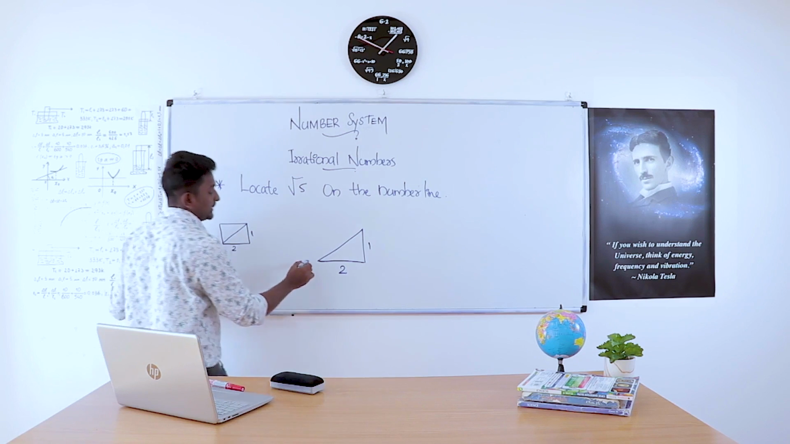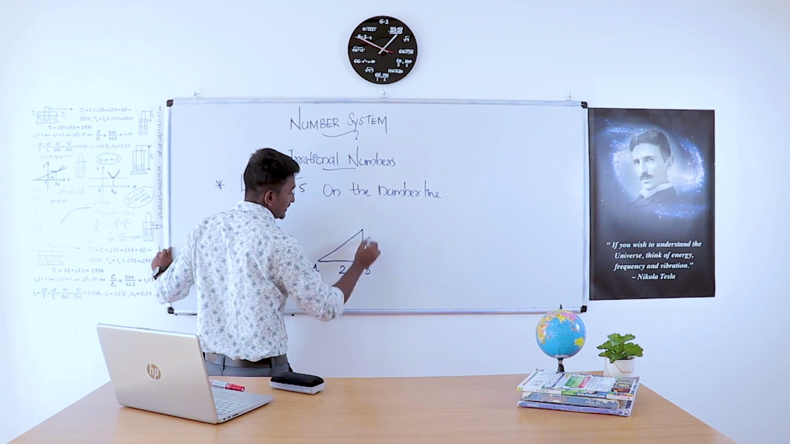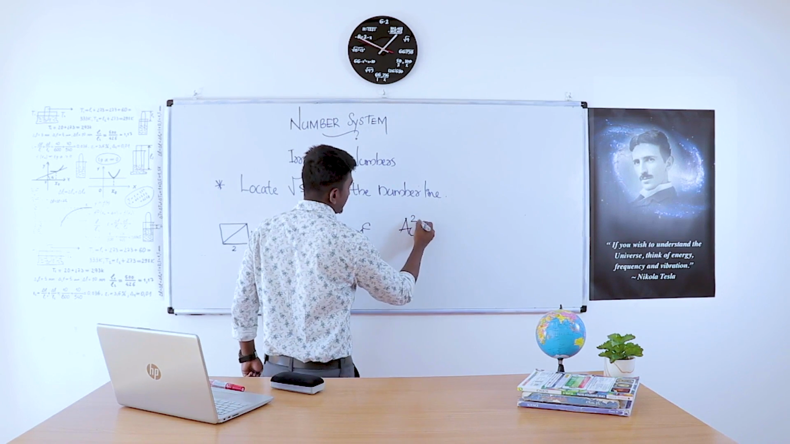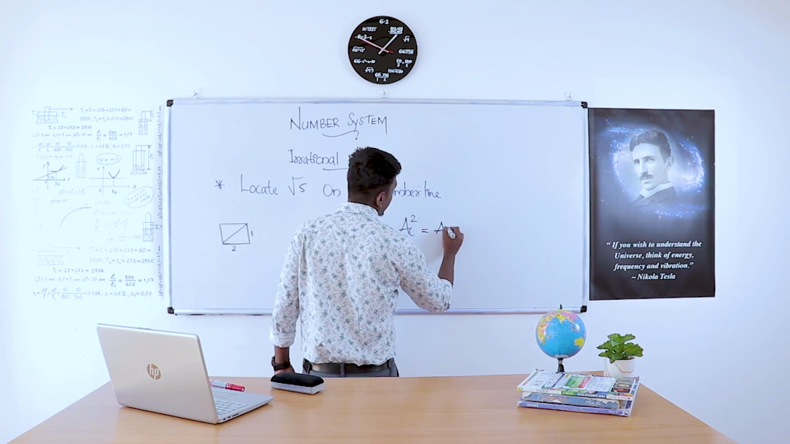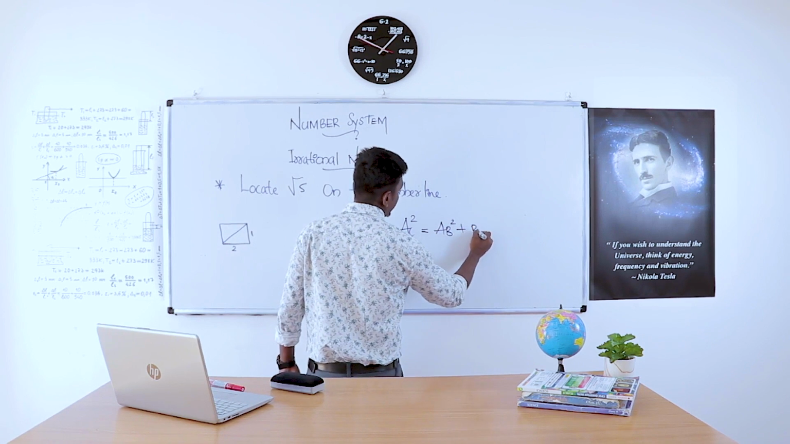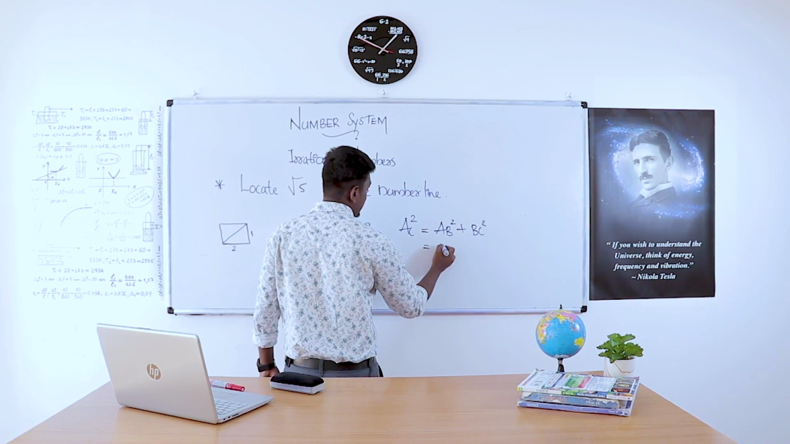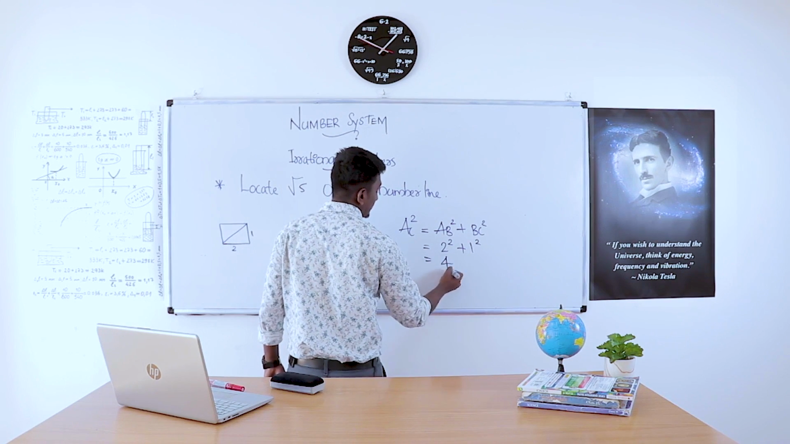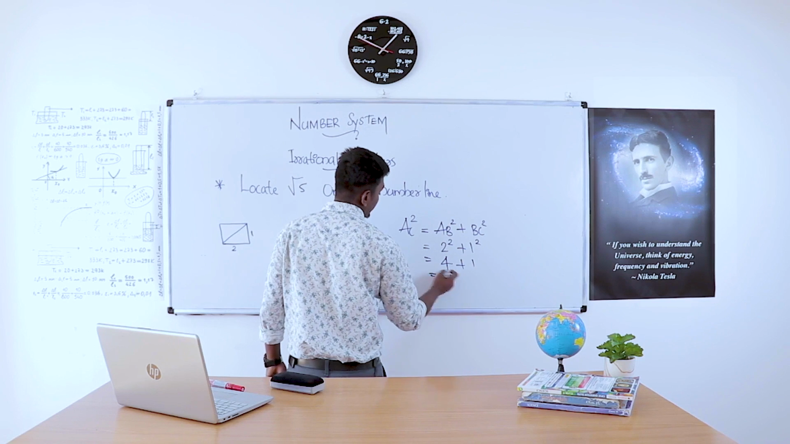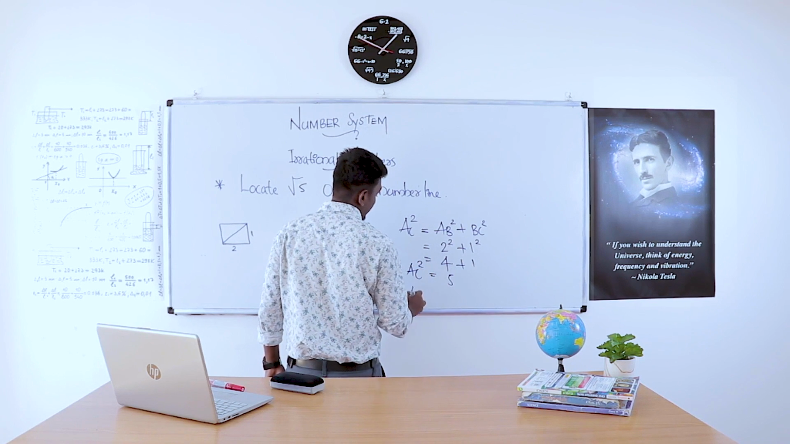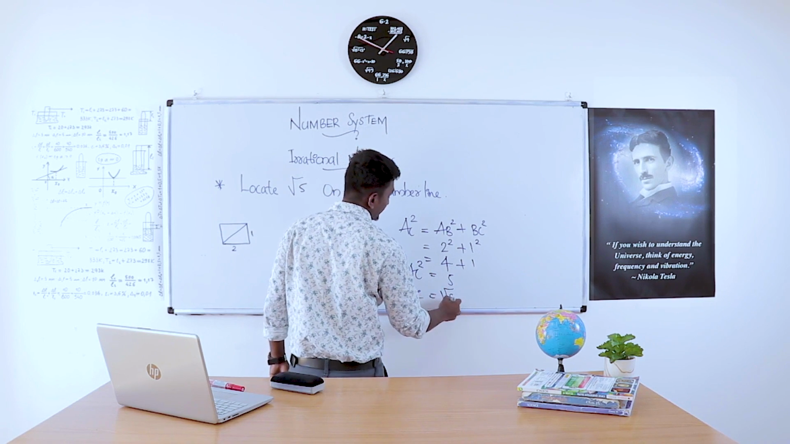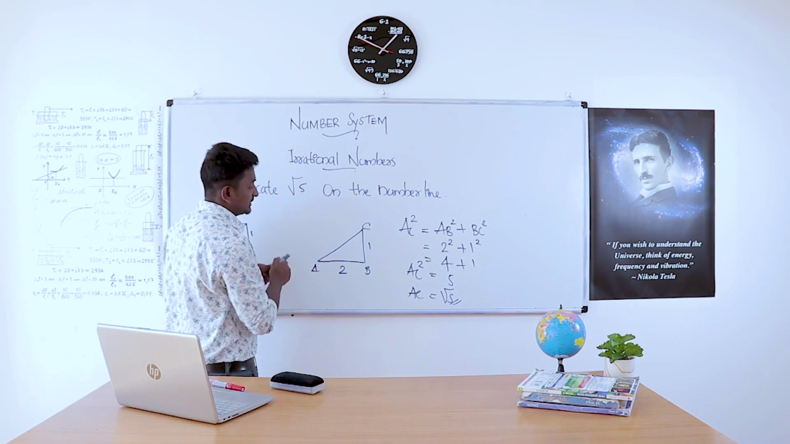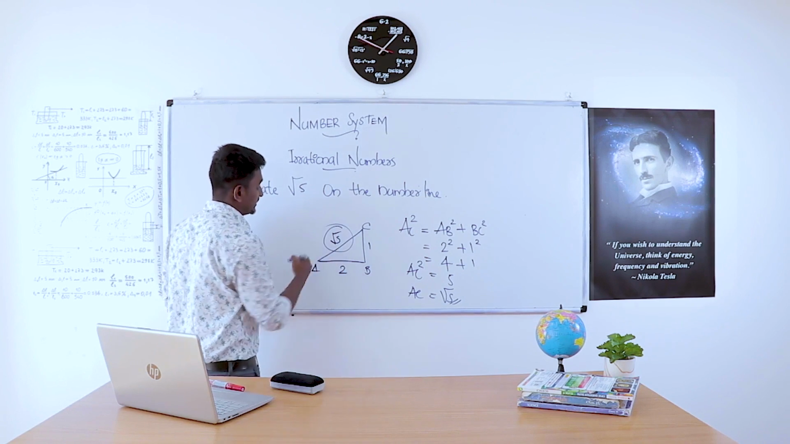Now apply the same Pythagoras theorem. In triangle ABC, AC square is equal to AB square plus BC square, that is 2 square plus 1 square. 2 square you know is 4, 1 square is 1, that is 5. Therefore AC square is 5, AC is equal to root 5. Draw the same thing on a number line and this is root 5. Locate this on the number line.